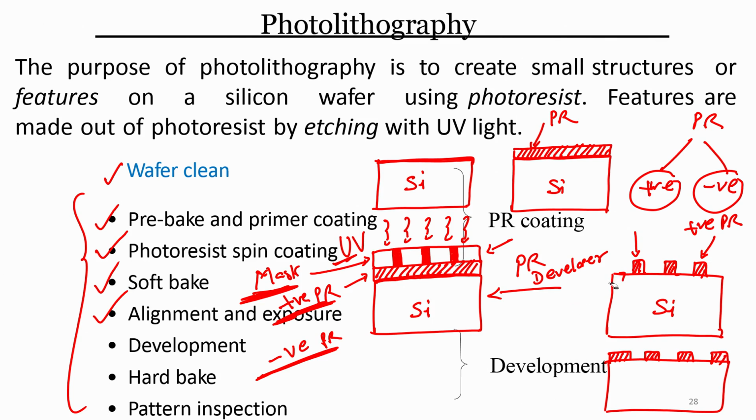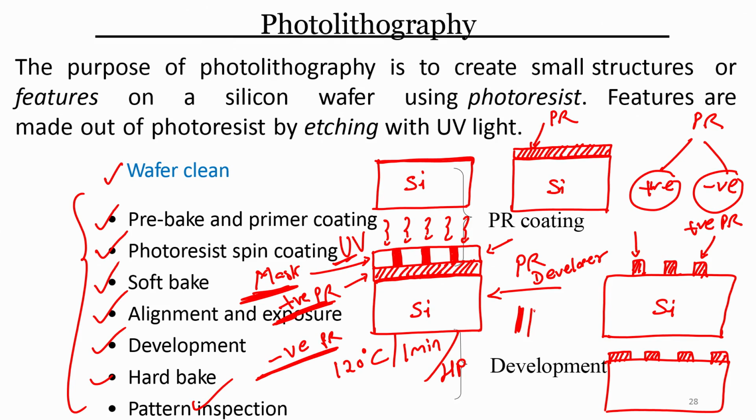All right. The next step is to perform hard bake. After development, hard bake. For hard bake we are using 120 degree centigrade temperature, heating for 1 minute on hot plate. After I perform hard bake, the next step would be pattern inspection. Pattern inspection is to look at whether the patterns are correctly patterned on the wafers or not. What does that mean? If I have width of 10 microns and spacing between two lines is also 10 microns.